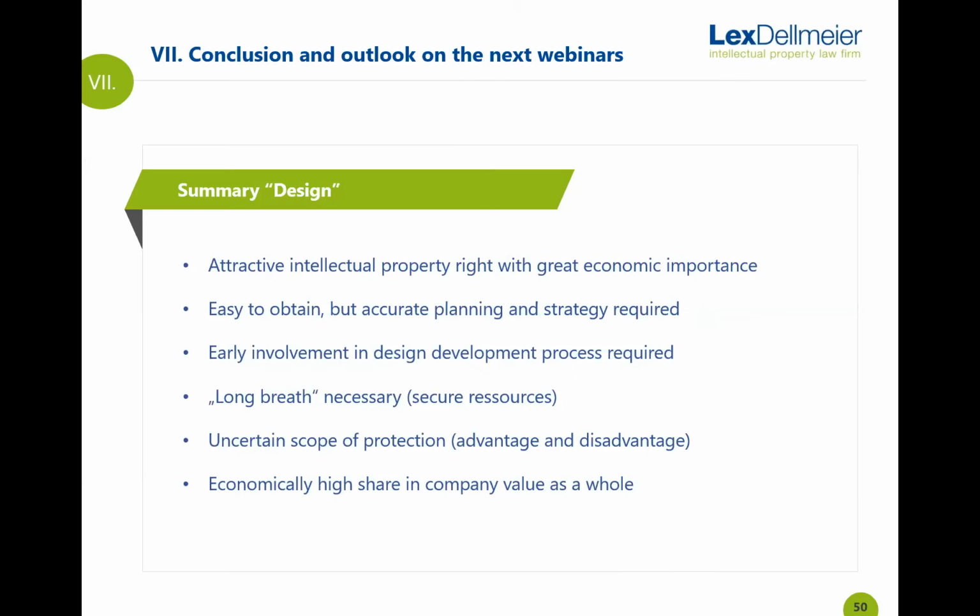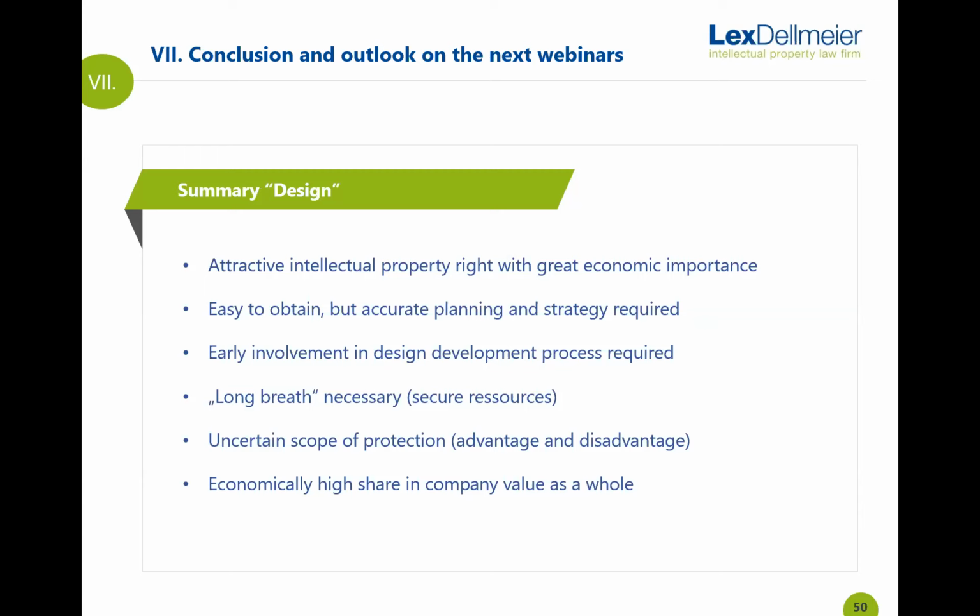So let me briefly conclude. A design is, of course, a really interesting intellectual property right. It was not very known or used as much. The whole design became very public and very famous because of the famous infringement cases going on around the world between Samsung and Apple. So it is an IP right that you really have to understand.